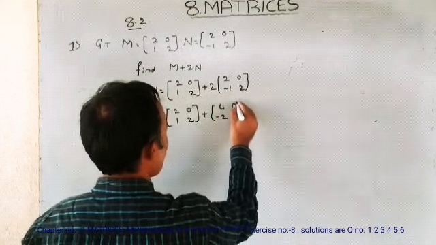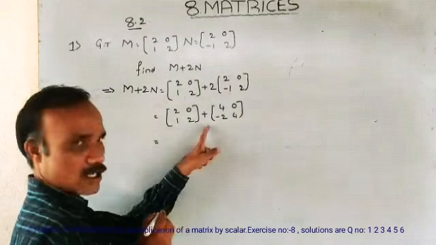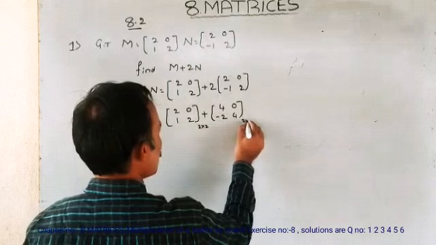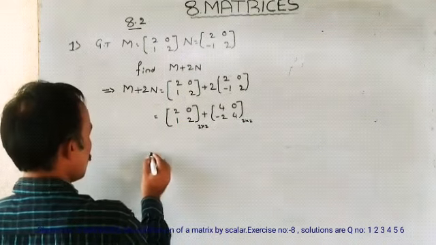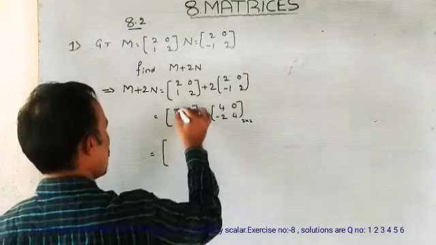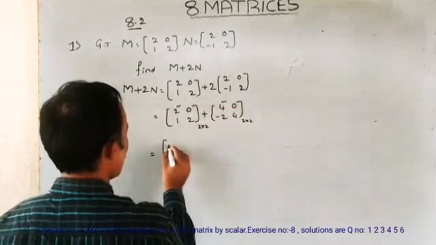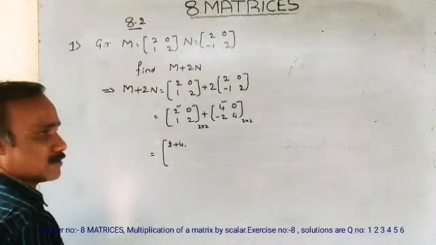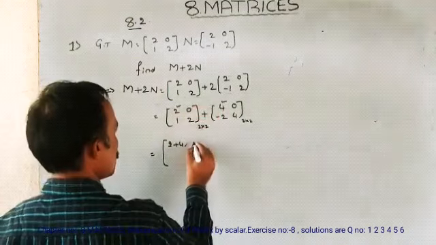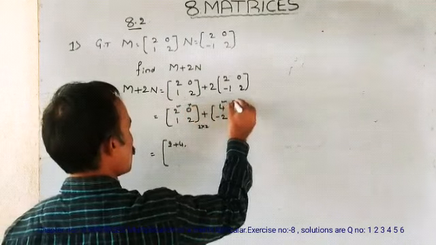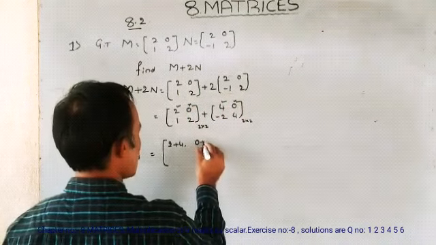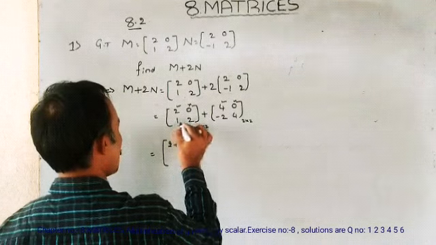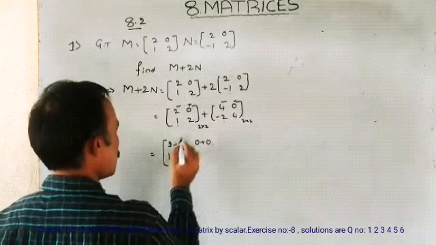2 into 2 is 4. Before adding, I told you, very important, the order must be the same. This is also 2 cross 2, so 2 cross 2. Now the procedure is to add corresponding elements. So 2 here and 4, so 2 plus 4. From the next question onwards, I will write the direct answer. Next, corresponding elements 0 and 0, so 0 plus 0. Next, corresponding elements 1 and minus 2, so 1 plus minus 2.